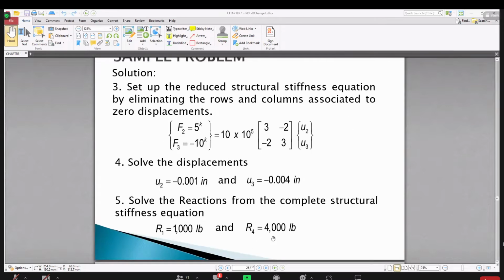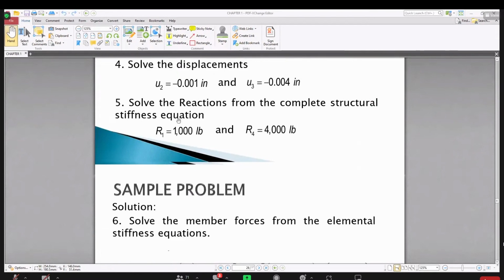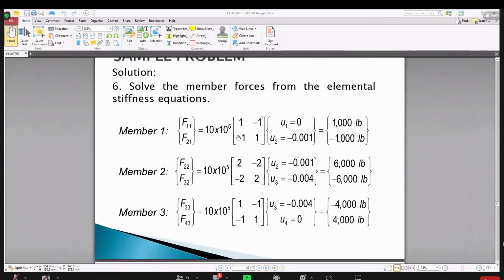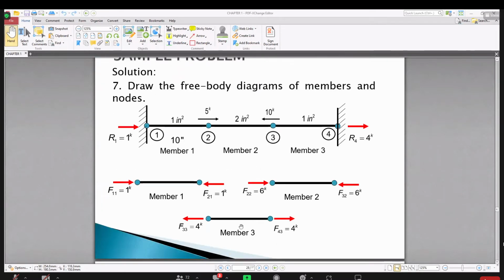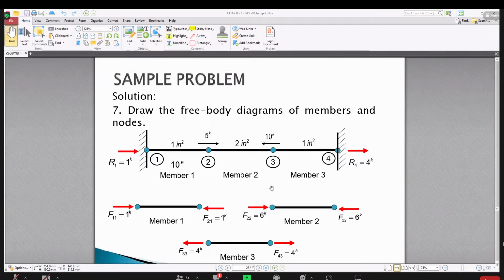After that, it's easy to solve the member forces. One is you can go back to the force displacement relationship per element. So katong ganiya. Or you can draw the free body diagram also, no? So to solve the member forces. So it's actually pretty straightforward.